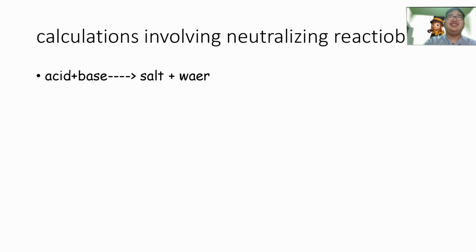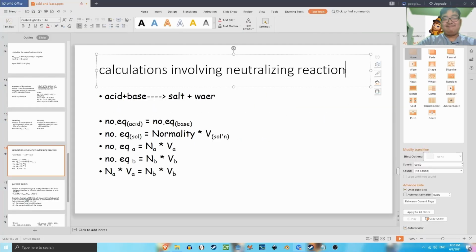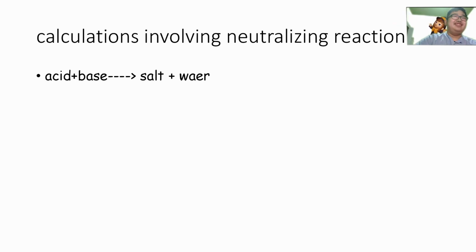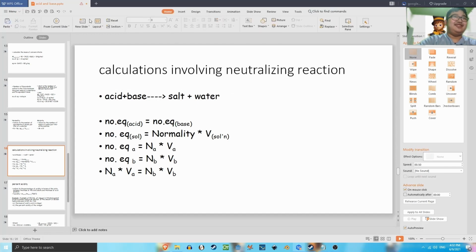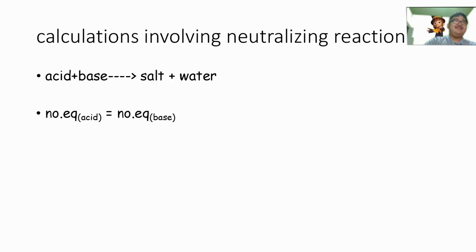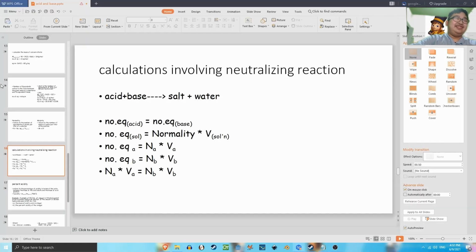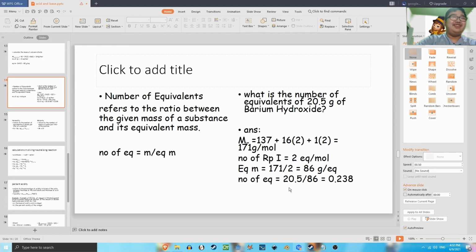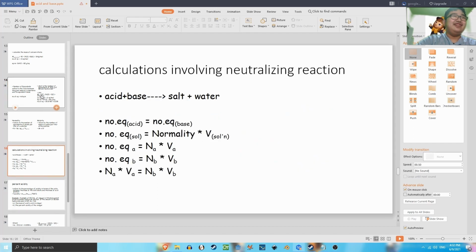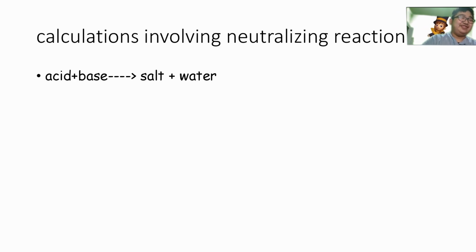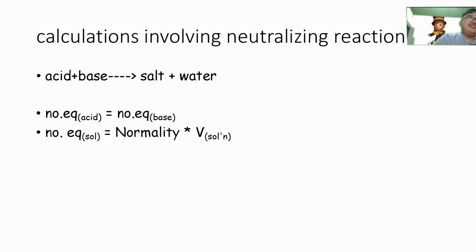Calculations involving neutralizing reactions. Acid plus base is salt plus water. Number of equivalents of acid is equal to the number of equivalents of base. So with this, with some workarounds on the formula, number of equivalents equals normality multiplied by the volume.